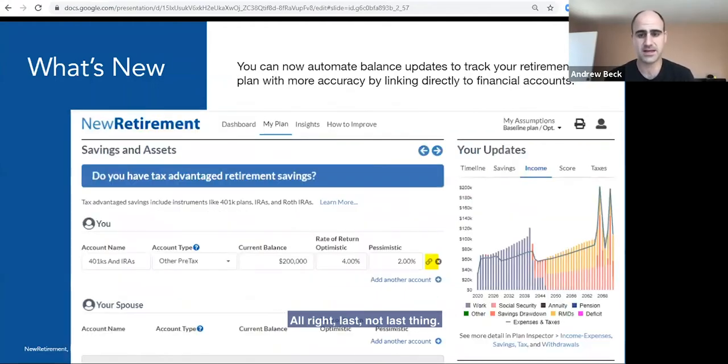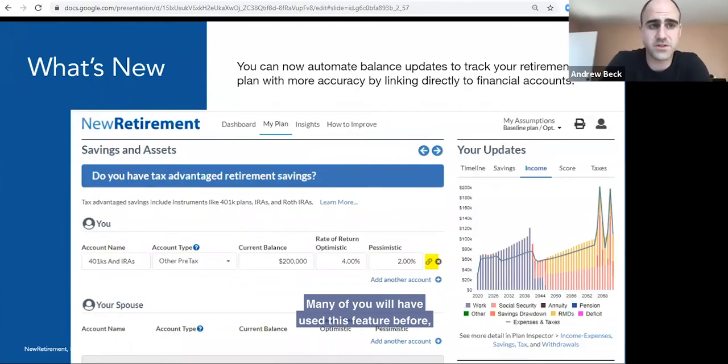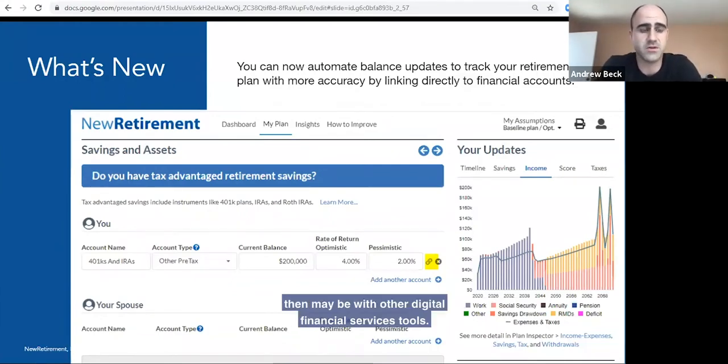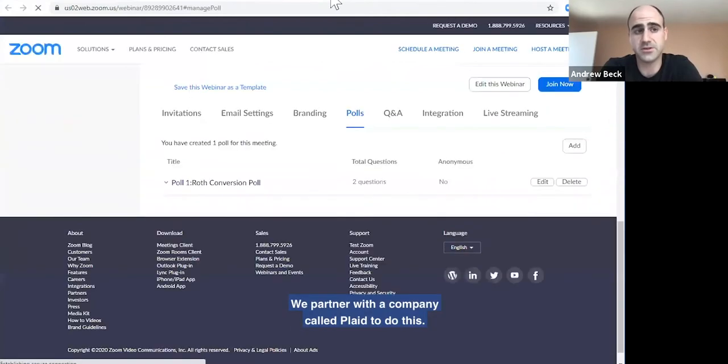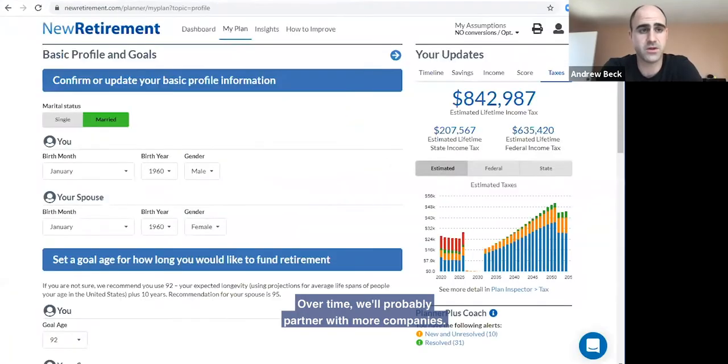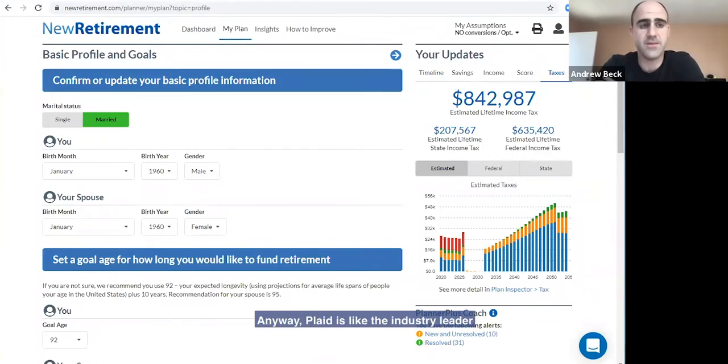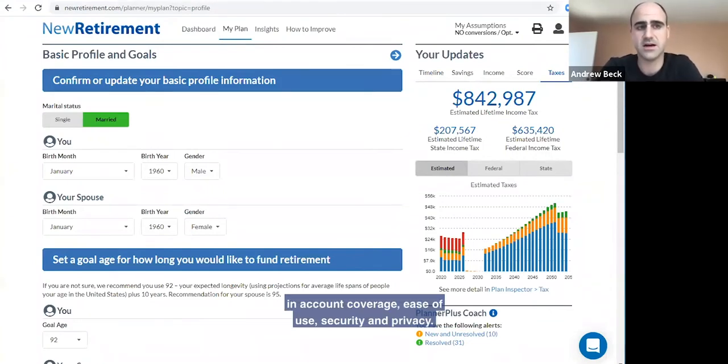All right, third thing is linked accounts, account linking. Many of you will have used this feature before, if not with NewRetirement, then maybe with other digital financial services tools. It's the idea that rather than manually entering in your account name and balance and the account type, you can automatically link it to your financial institution. We partner with a company called Plaid to do this. Over time, we'll probably partner with more companies. Plaid is like the industry leader in account coverage, ease of use, security, and privacy. And so we're very happy to be working with them.